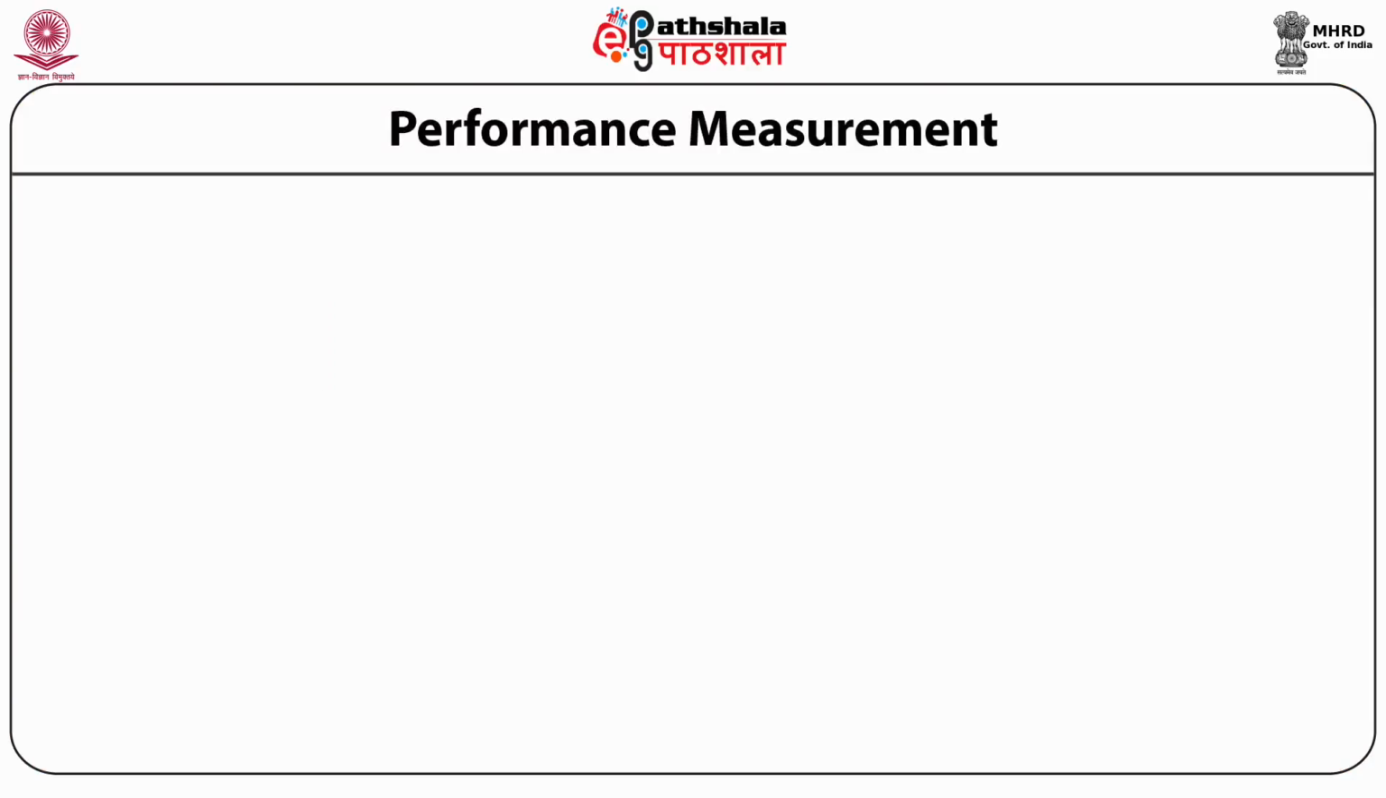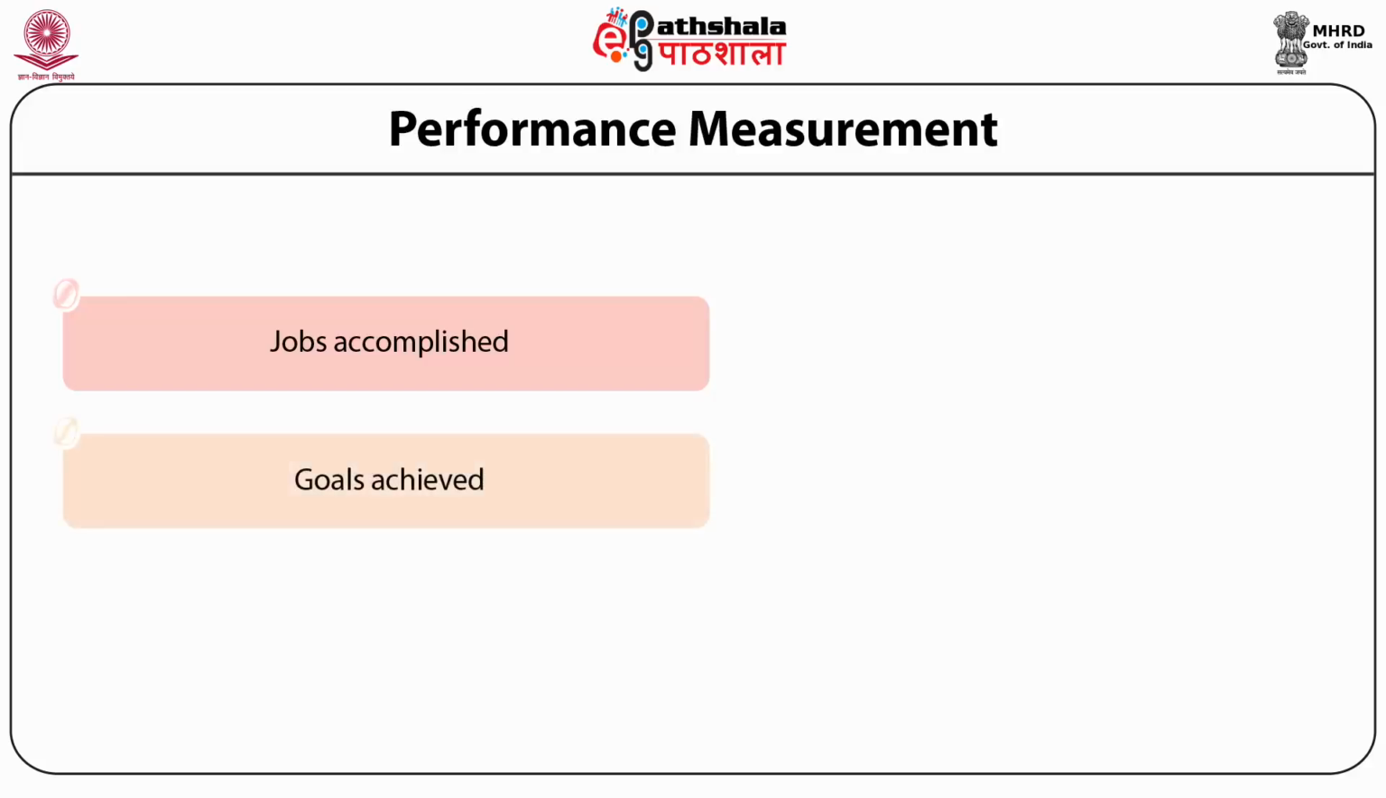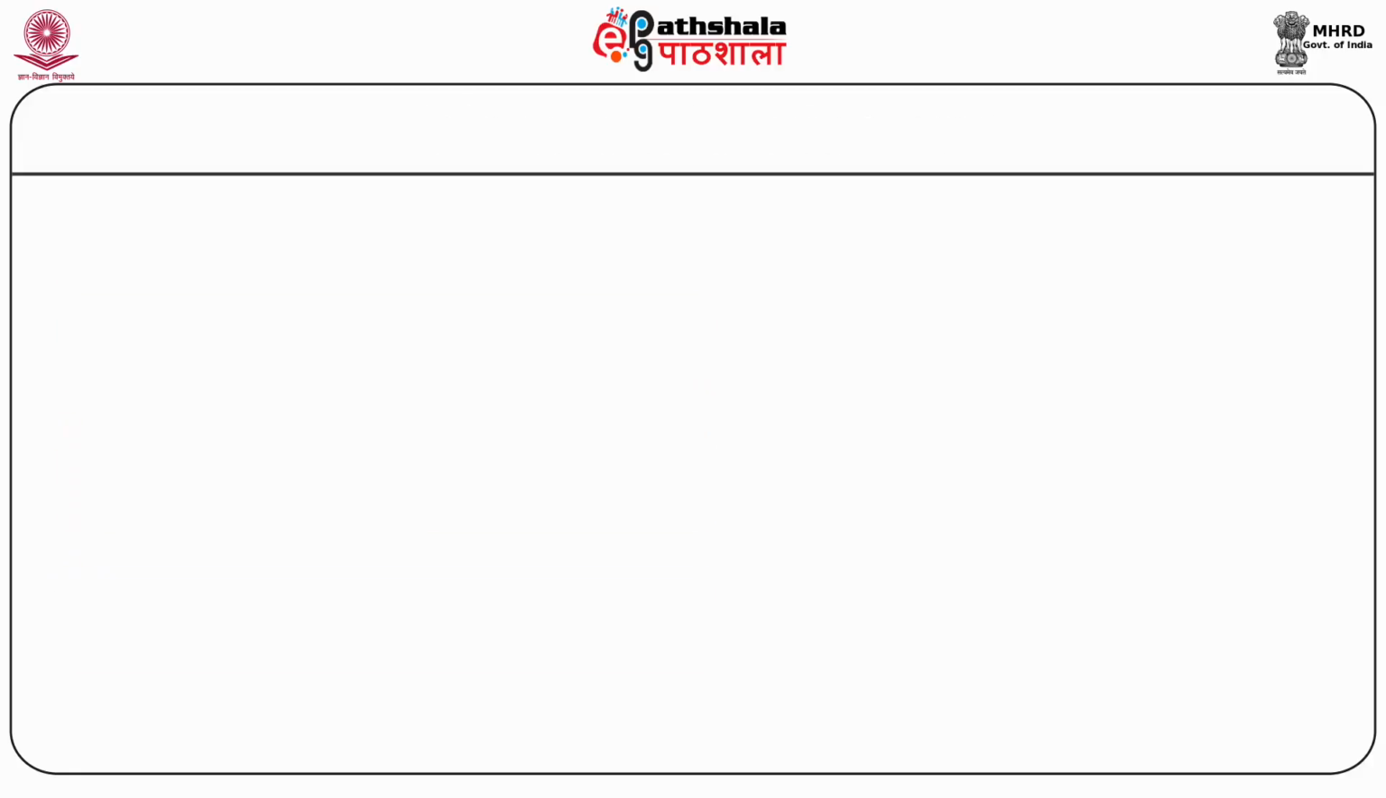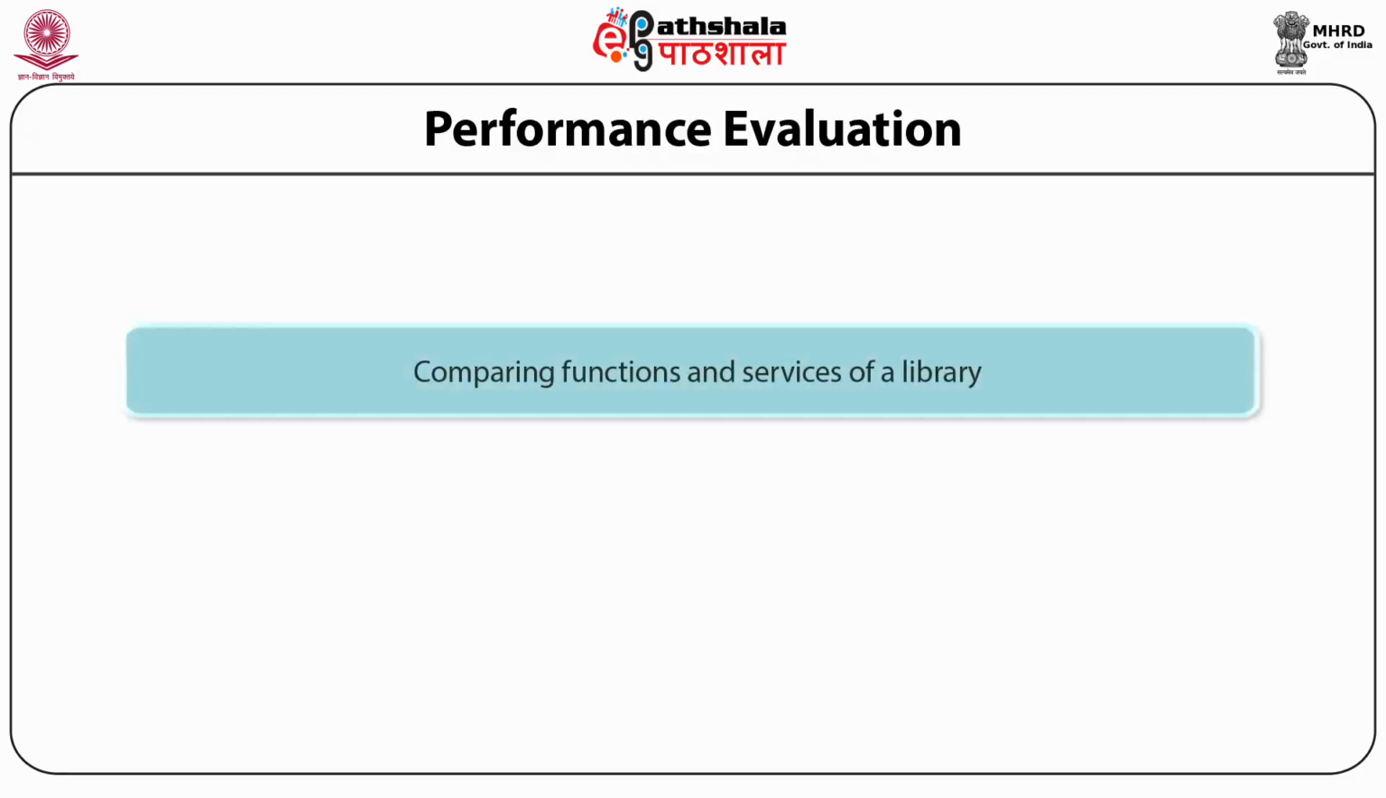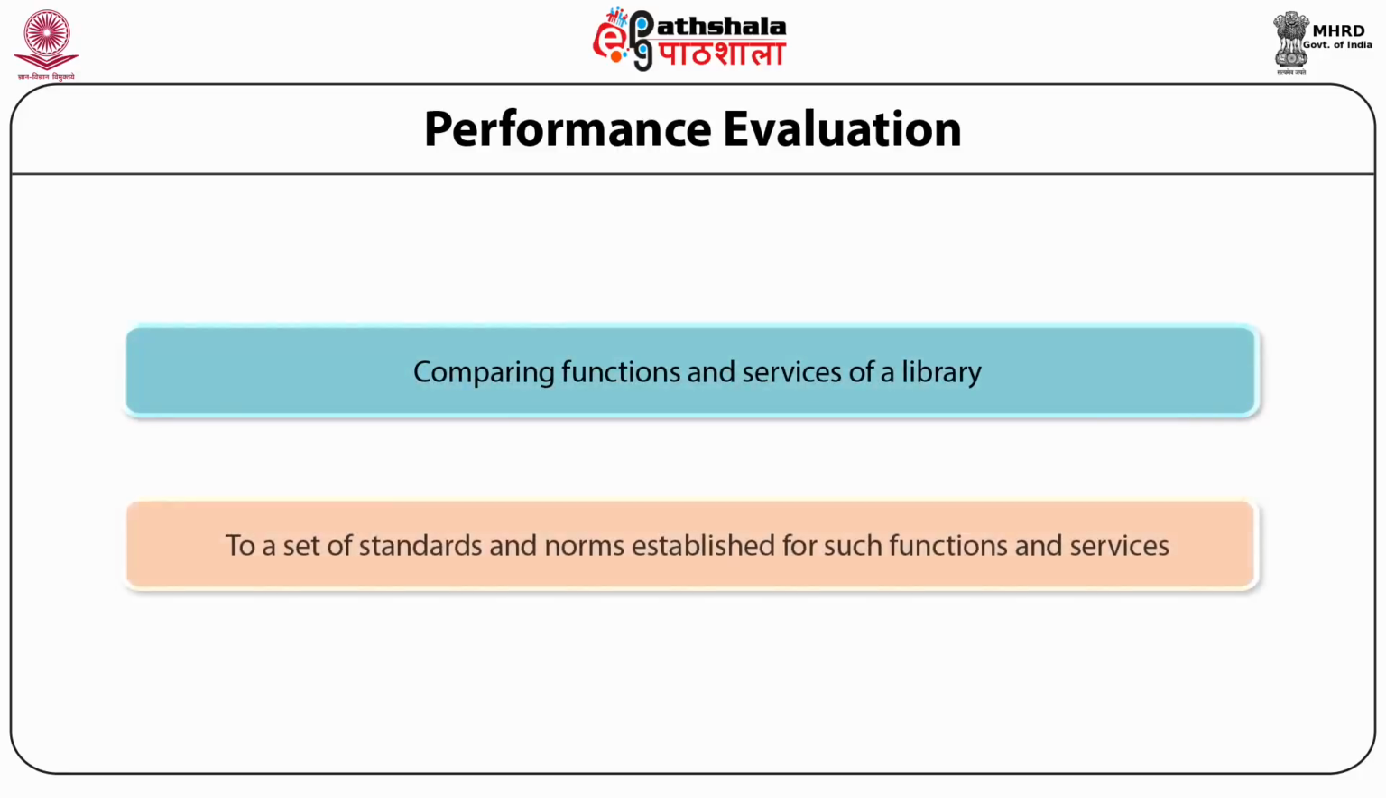Now, let's see what is performance measurement and performance evaluation. Performance measurement of a library deals with monitoring and reviewing the job accomplished by a library, progress made towards its pre-established goals, and the impact of the library on the user community as a whole. Whereas evaluation is the process of determining the worth and value of something; it consists of comparing what is to what ought to be. In general, performance evaluation of a library involves comparing functions and services of a library to a set of standards and norms established for such functions and services.